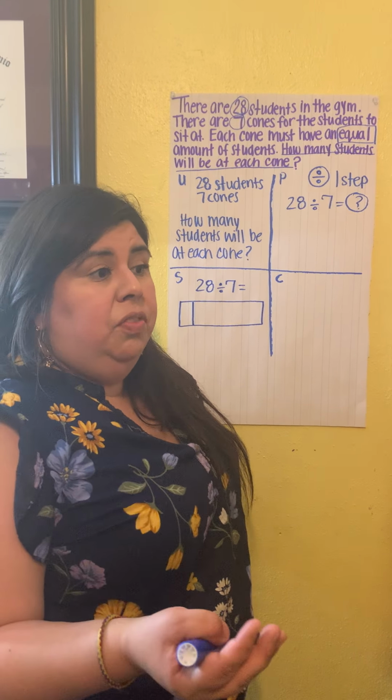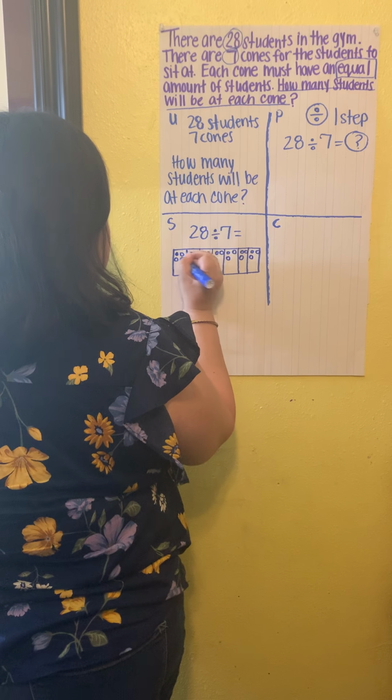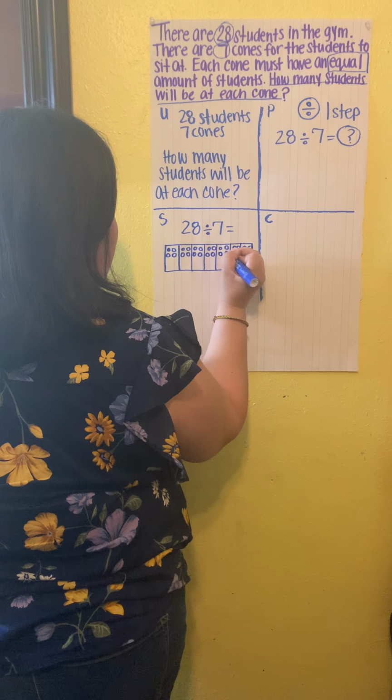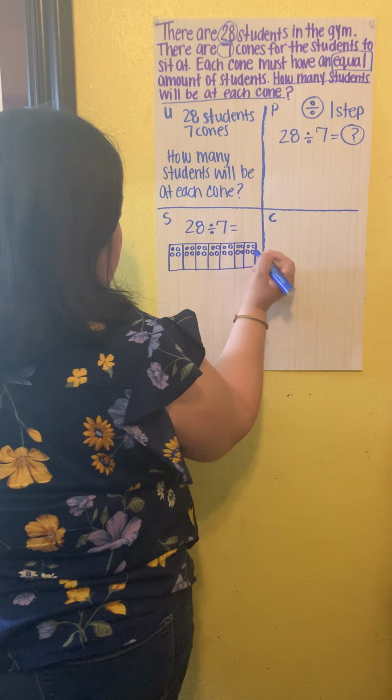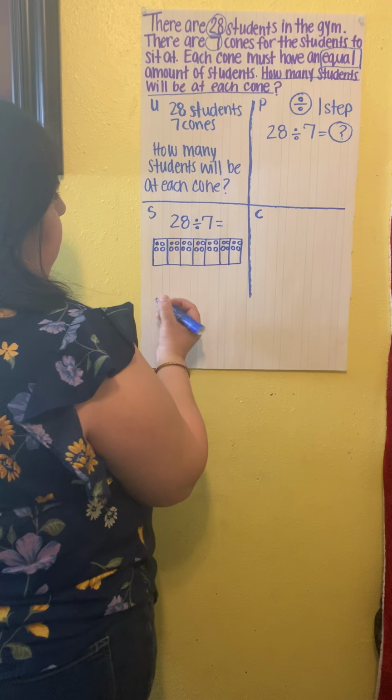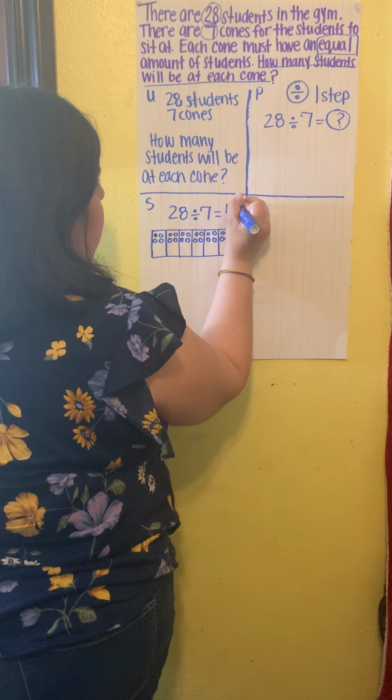And we need to divide 28 equally into 7 groups. So 1, 2, 3, 4, 5, 6, 7, 8, 9, 10, 11, 12, 13, 14, 15, 16, 17, 18, 19, 20, 21, 22, 23, 24, 25, 26, 27, 28. So we can see here that there's going to be 4 students at each cone because they're equal groups of 4. So 28 divided by 7 is 4.